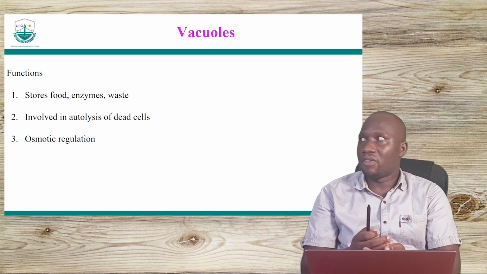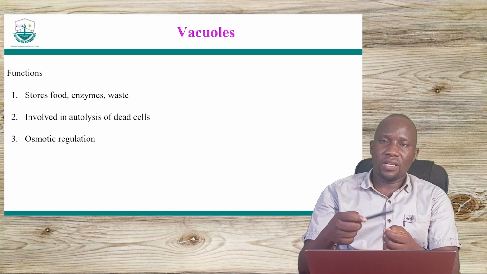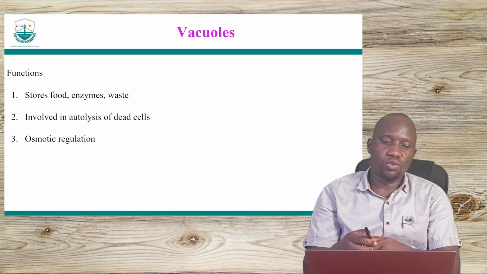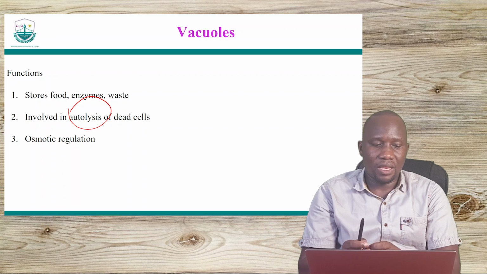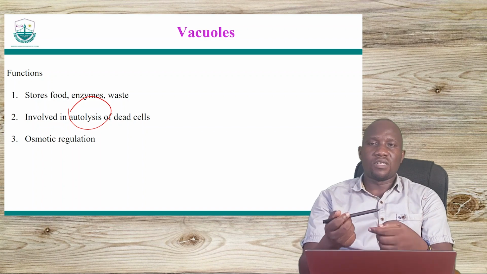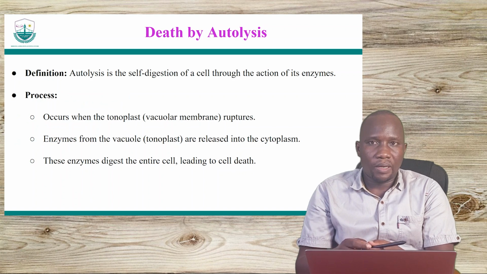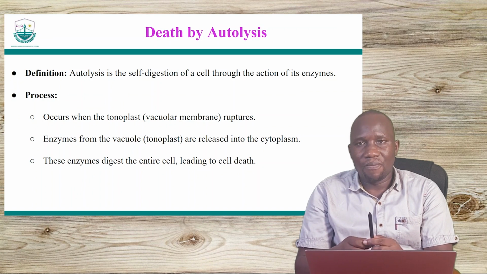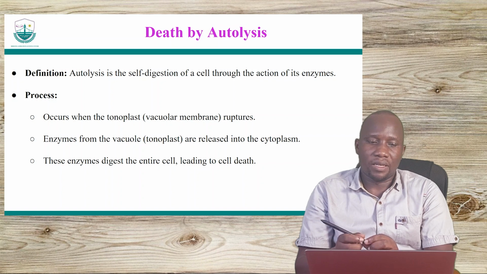If cells die or get old, they have to be killed. That is what we call autolysis, and maybe we can look at something about it shortly. And then osmotic regulation: what goes in and out of the cell is controlled by the vacuole. Those are issues to do with osmotic regulation, which you cover under transport in plants.